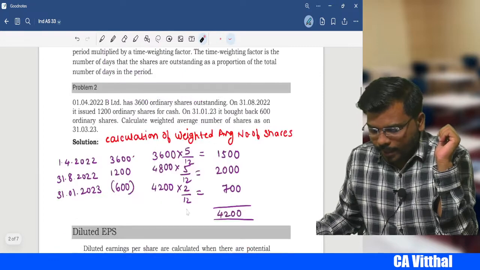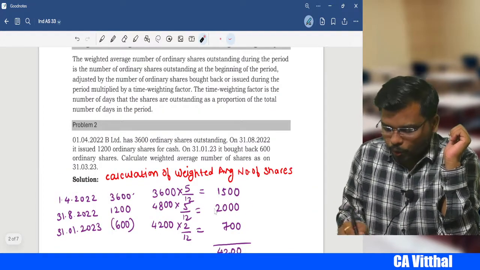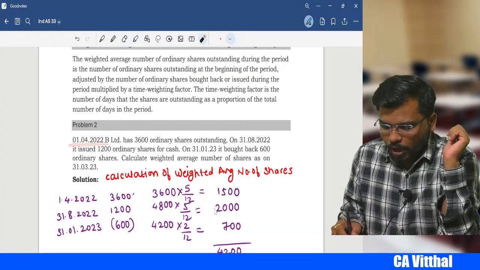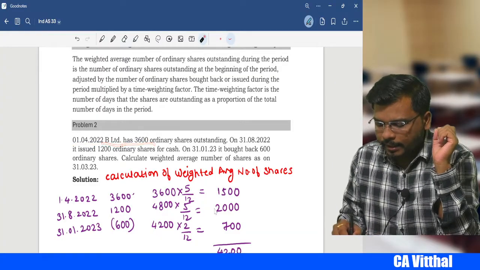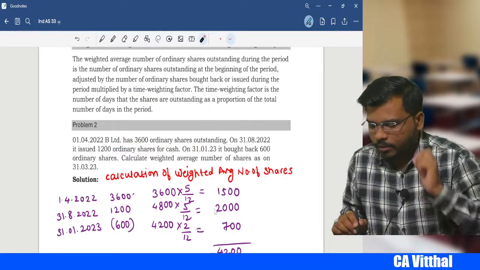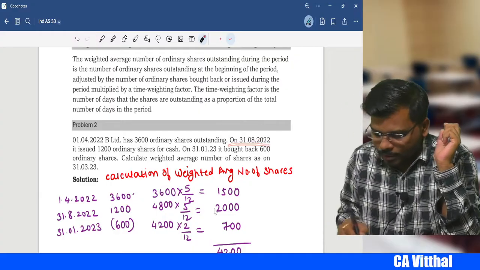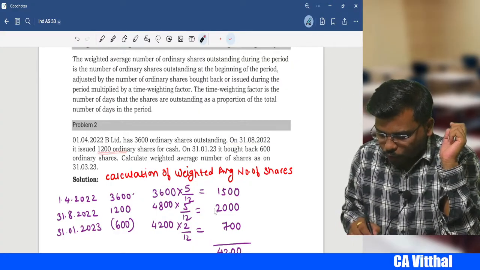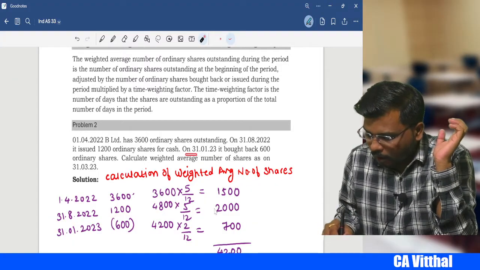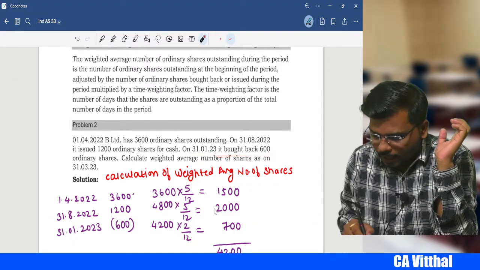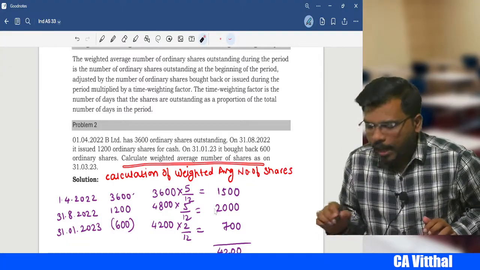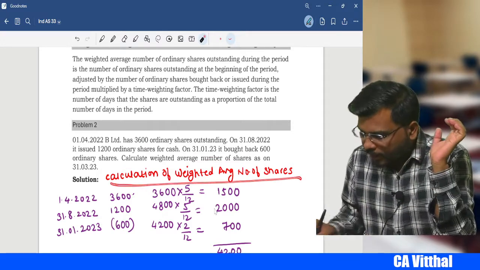Let's take an example, problem number 2. On 1/4/2022, B Limited has 3,600 ordinary shares. That means the opening balance of the shares is 3,600. On 31/8, they have issued 1,200. Then on 31/1, it bought back 600 shares. Calculate weighted average number of shares. So how to calculate weighted average number of shares?